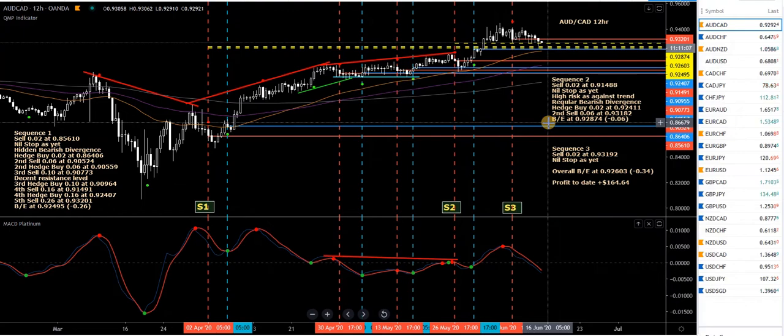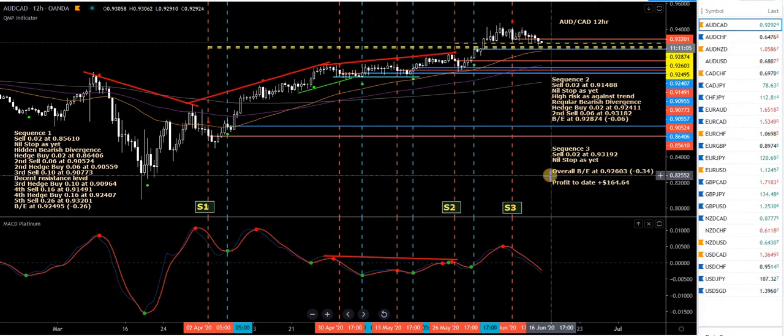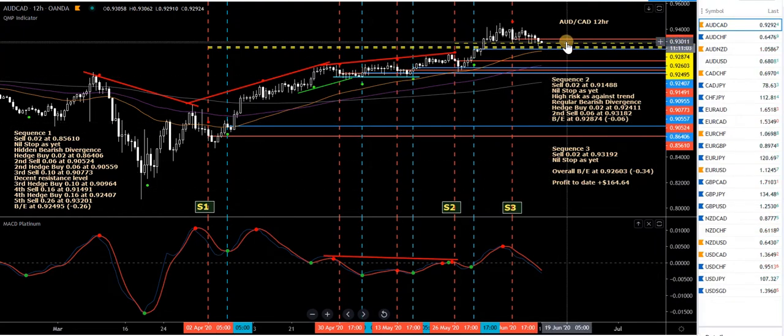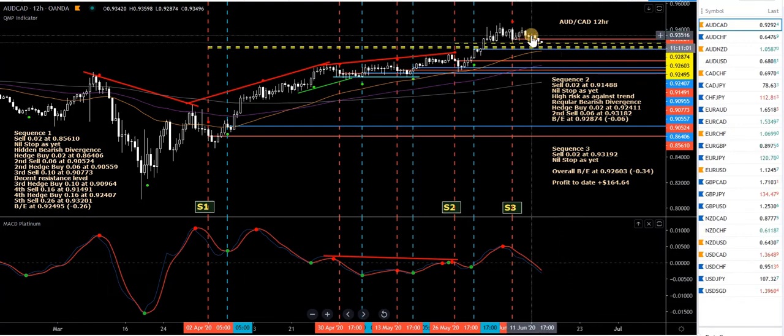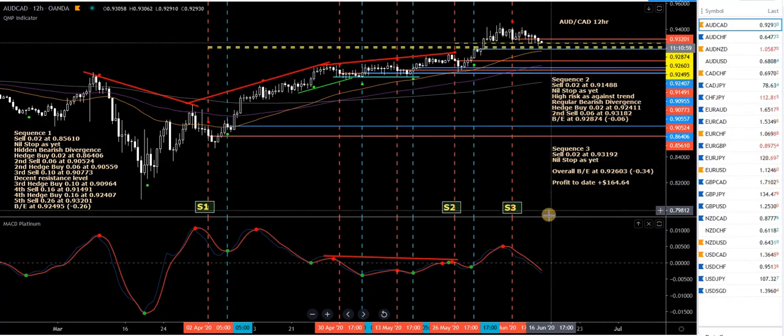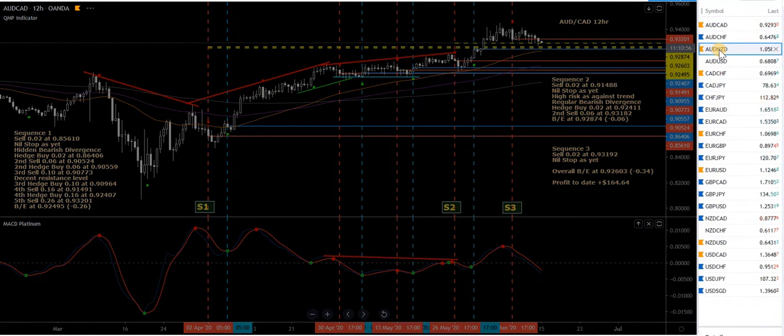Sequence 2's got one, and there's an overall break-even level. So there are 3 break-even levels. That's where we're at the moment. Price has to come down through those yellow lines and life will be better for me. All right, let's move along.